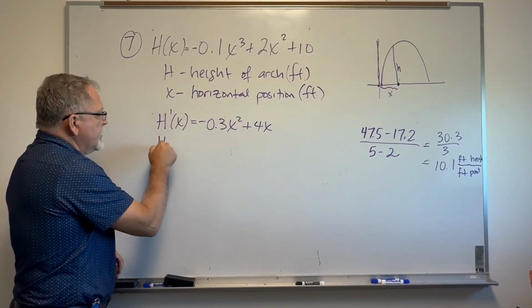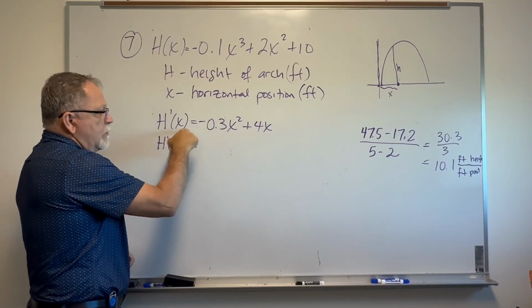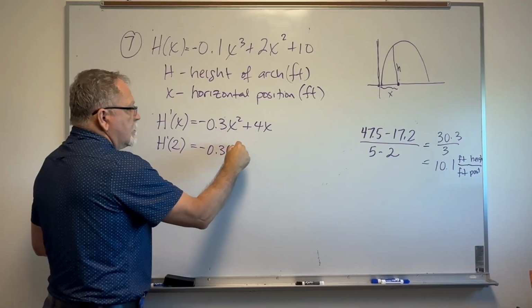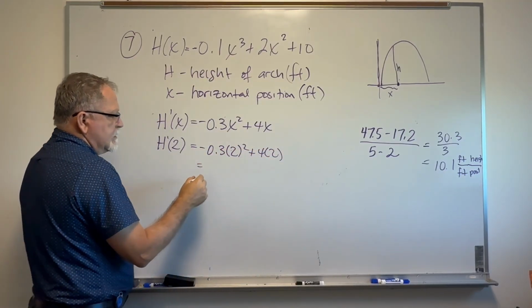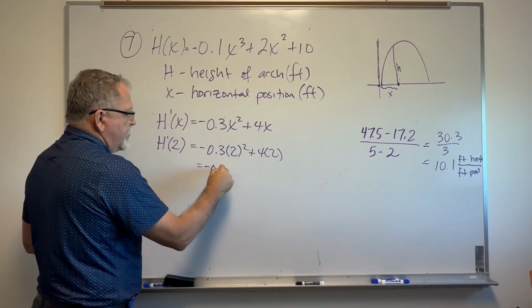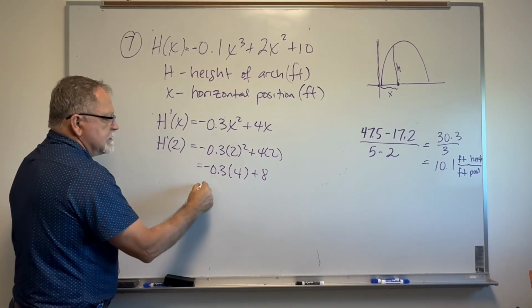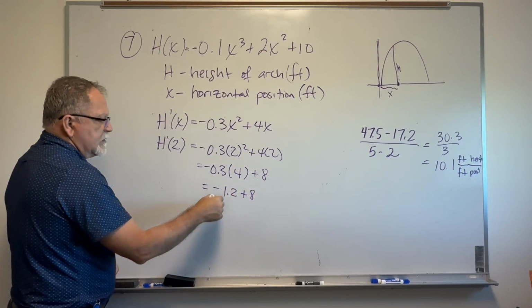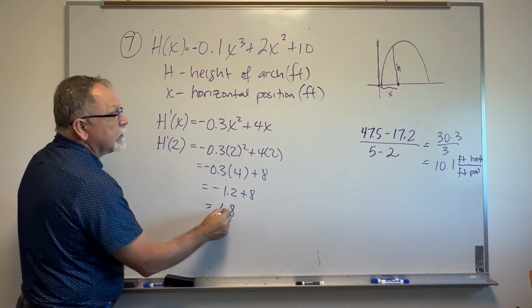We're interested in what this is right at 2. So again, I'll replace everywhere there's an x, I'm going to replace it with a 2. And continuing from there, I've got negative 0.3 times 4 plus 8. Well, this is just negative 1.2 plus 8. And I do the subtraction, and I should get 6.8.